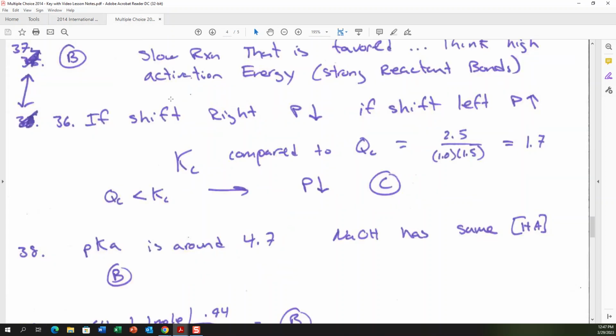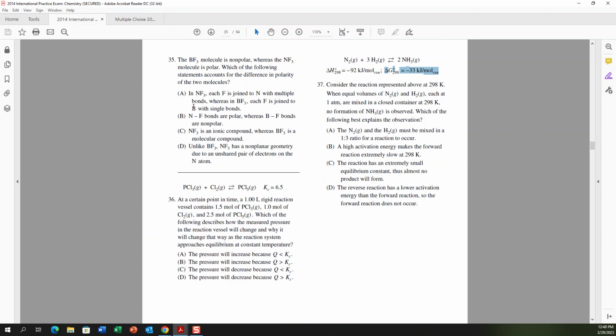There we go. B. So whenever they're talking about slower reactions than normal or slower reactions than expected, because thermodynamics tells us it should happen but it's not happening, the answer is always a high activation energy. And remember, what causes a high activation energy is strong reactant bonds, basically. And think about it, right? Nitrogen's got a triple bond. That's a strong bond to break for this reaction to occur. So this reaction's probably got a pretty high activation energy.